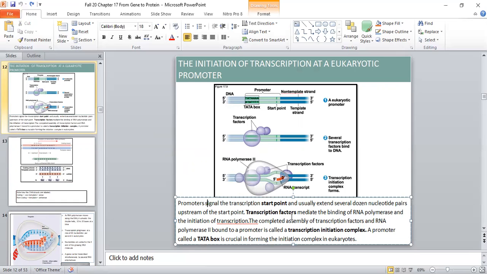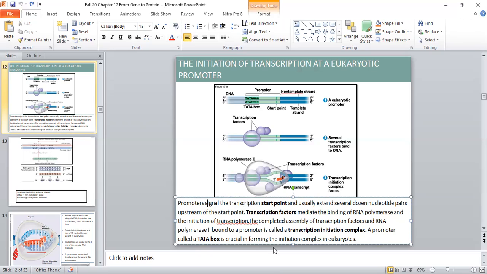Now there are some proteins. Look here: transcription factors mediate the binding of RNA polymerase and the initiation of transcription. So transcription factors help the attachment of RNA polymerase to the template strand and start the process of transcription. What are transcription factors? They are assistant proteins which help RNA polymerase to attach here and start the process. Correct.